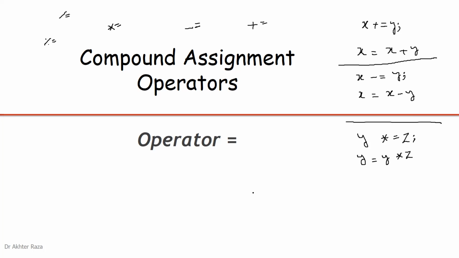So what if the value of y is 6 and the value of z is 2? Then y multiply equal z or y is equal to y multiplied by z, any one of them you can write, either this or this. So 6 multiplied by 2 is 12. 12 will be assigned to y. So now 6 is eliminated and 12 will be stored in it. So these are the formats for writing these compound assignment operators.